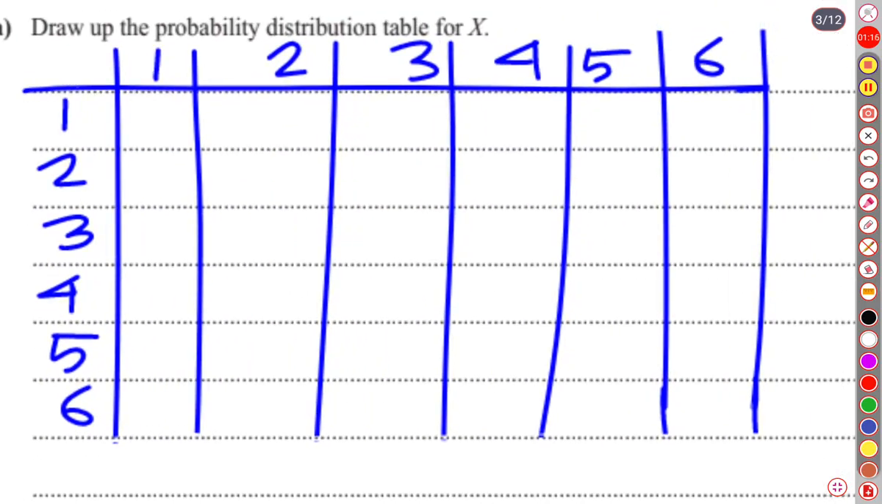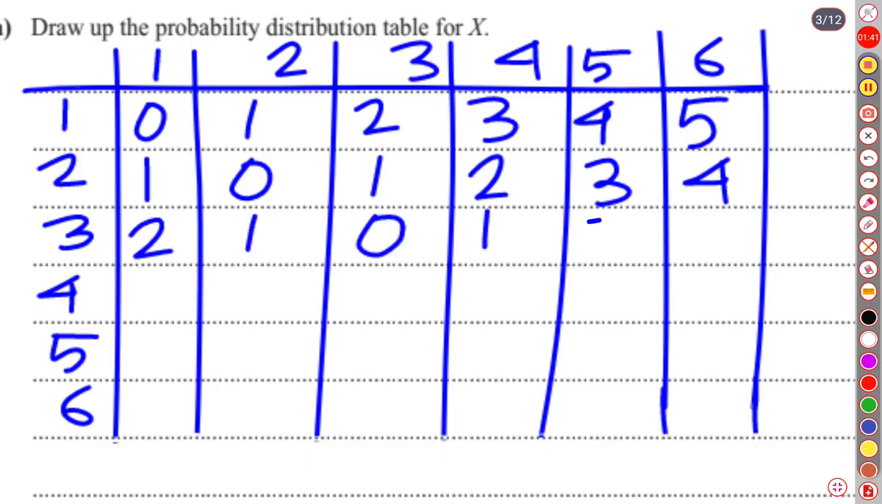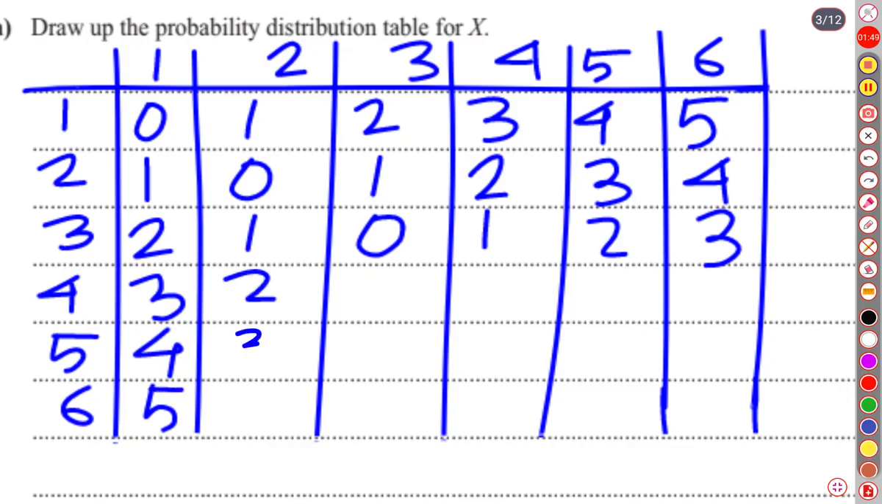So let us see. If we subtract, it is going to be 0. If we subtract, it is 1. It will be 2, 3, 4 as well as 5. For the next one, if we subtract, it is going to be 1, then 0, then 1, then 2, 3, 4 as usual. Then it is going to be 2, 1, 0, then 1, 2, 3. You can easily write. Then it is 3, 4, 5. Again 2, 3, 4. Then it is 1, 2, 3.